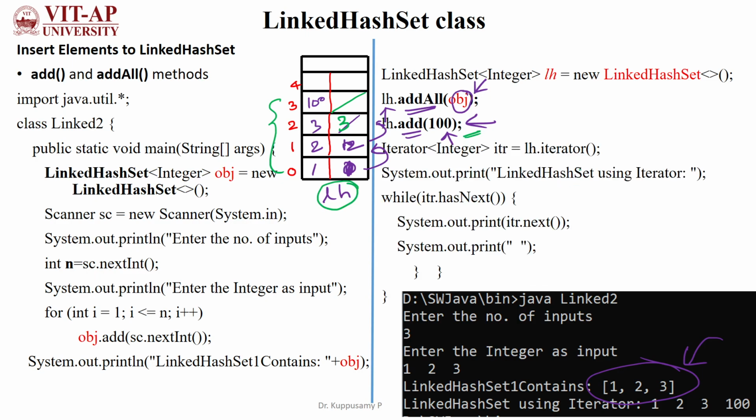Now I am trying to display those elements by using the iterator method. The iterator method iterates through the LH, and it is assigned to the itr variable. Using the itr variable, I am accessing the elements of the LH object. So itr is checking whether there is a next element or not, I mean, whether an element is available in the first location or not.